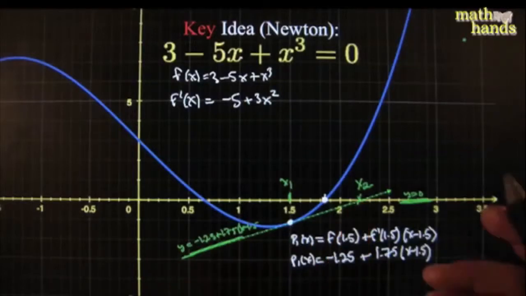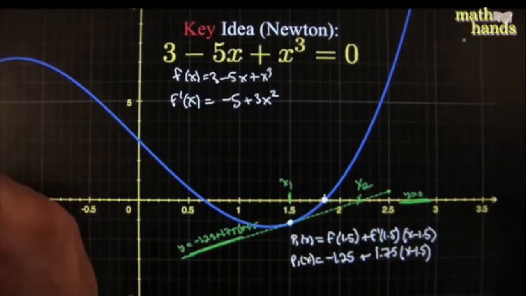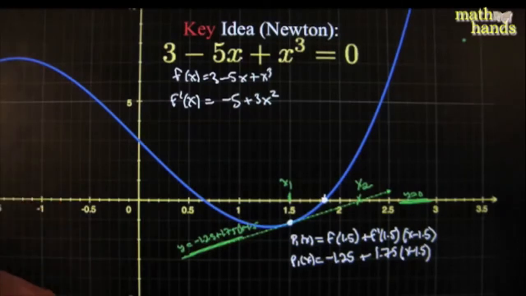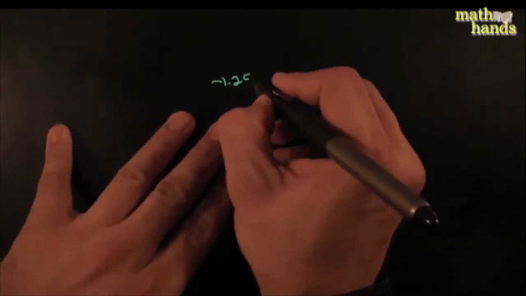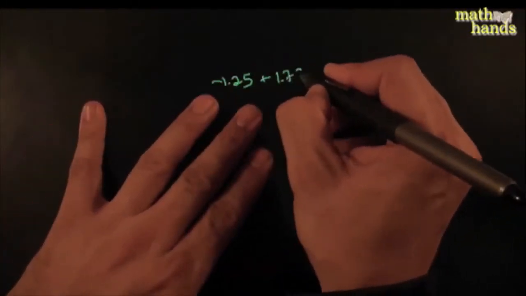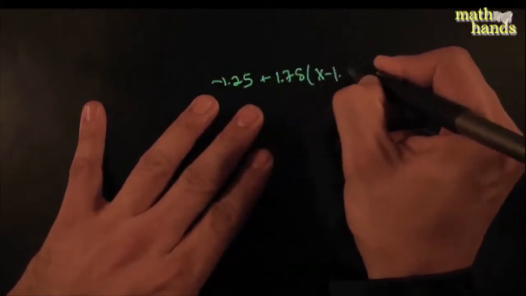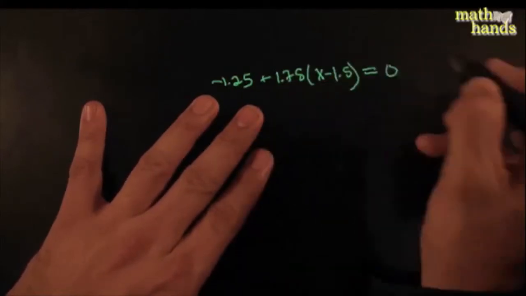And that would give you that point. Let's do some of this grunt work somewhere else, because I don't want to make it all dirty here. Oh, I gotta remember that one. That's tough for my old age. Negative 1.25 plus 1.75 times x minus 1.5. I gotta set that equal to 0.